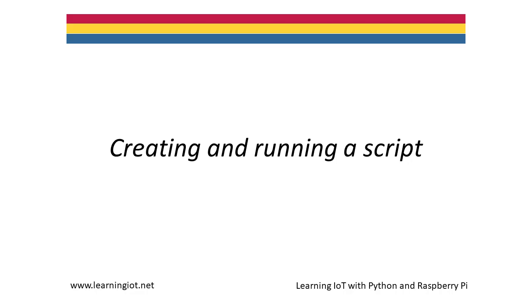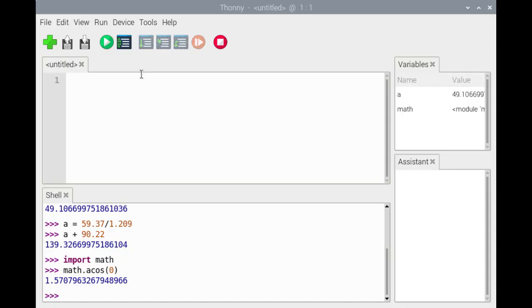Most of the code you write will be too long to enter and run interactively. Instead, you will need to create and run scripts. Notice the icons for creating a new script, opening a script, saving a script, running a script, and stopping a script. We'll discuss using the Thonny debugger in another video lecture. You can also save, open, and close scripts from the File menu.